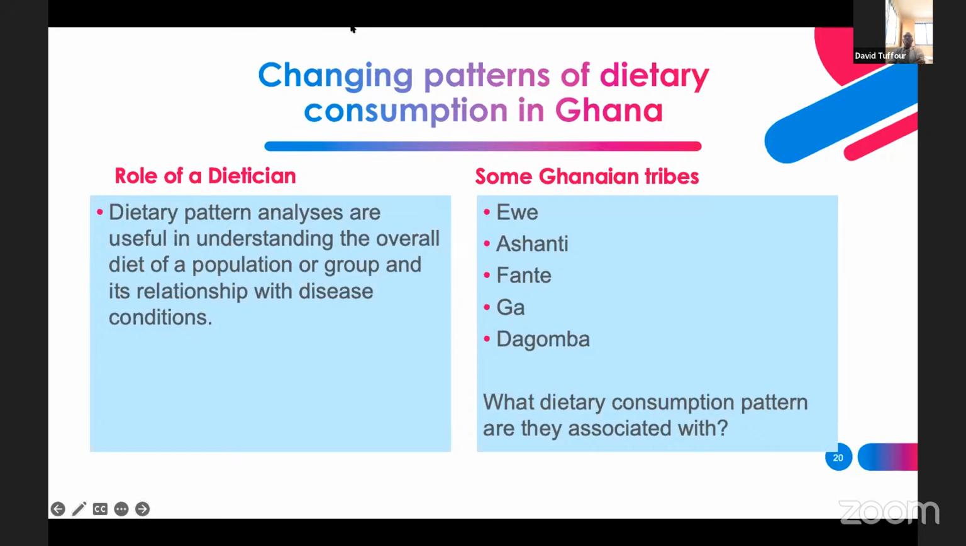If you mention Ashantis, what kind of dietary lifestyle are they associated with? What do you think Ashantis do? Or what kind of food do you think Ashantis like to eat? Or Fantis, or Ga Dangme, or the Dagombes, or the Ewes? If you know any dietary, okay, so I have something here, Fufu. Fufu is associated with which ethnic group or tribe?